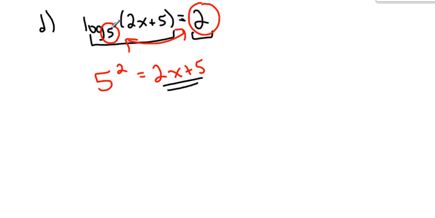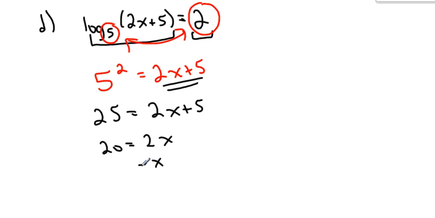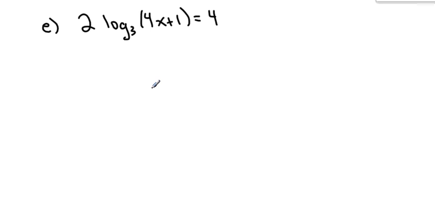So because I knew the base 5, exponent 2, it makes more sense to change the log equation into an exponential equation. 5 squared is just 25. And now I'm just dealing with a linear equation. Solve for x, subtract 5 from both sides, divide by 2, x equals 10. So don't forget that sometimes if you know the base and you know the exponent, it's much easier to work in the world of exponential than log. All right, moving on to E.